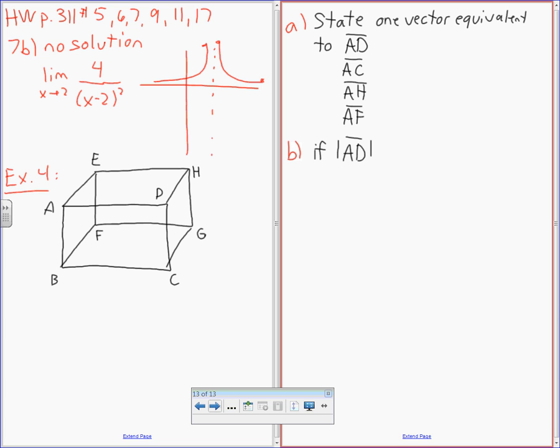if the magnitude of AD equals 12, the magnitude of AB equals 3, and the magnitude of AE equals 4, find the magnitude of AC and the magnitude of AG. Okay, letter B is where it starts to get a little bit more fun.